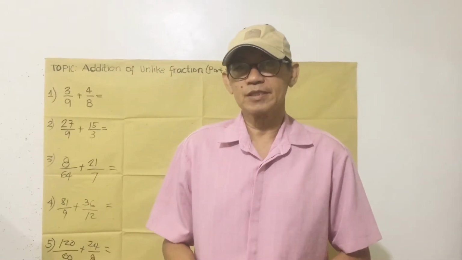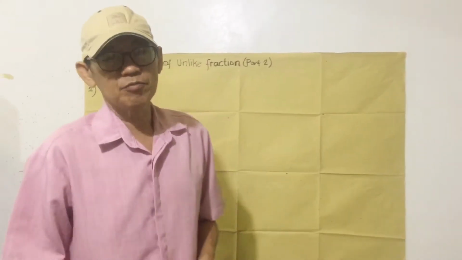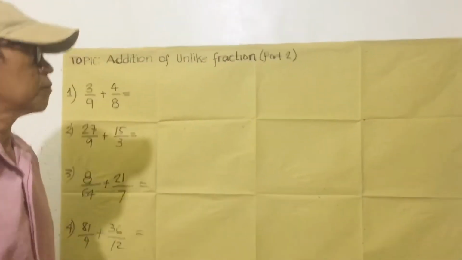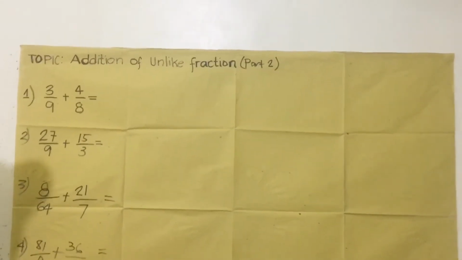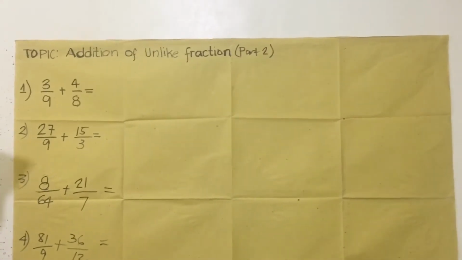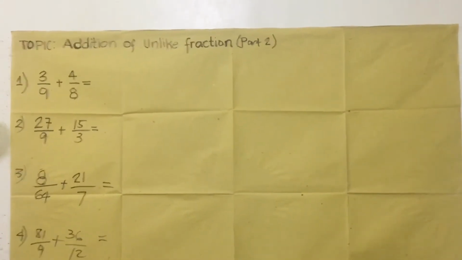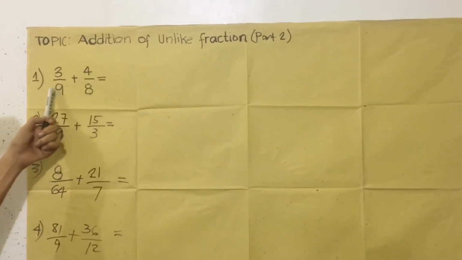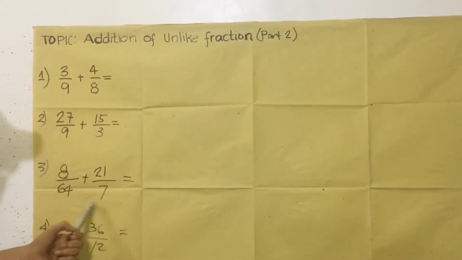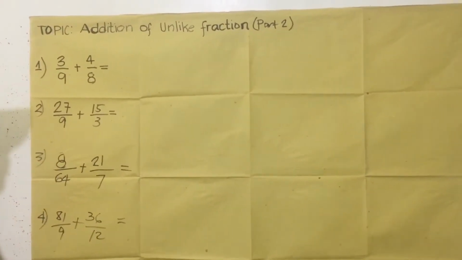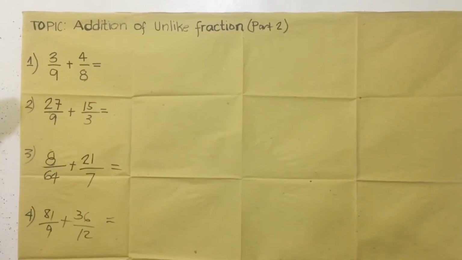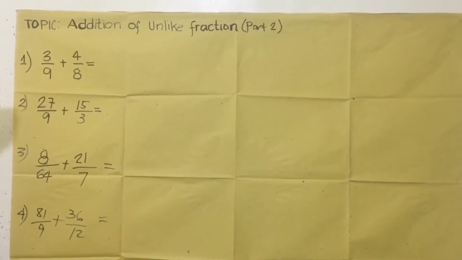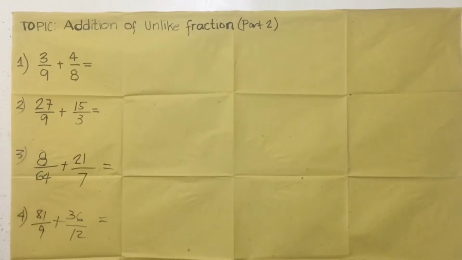Today our topic is to add unlike fractions. Anyway, this is part 2, because there are times that it's hard for us to add fractions whose denominators are very high and unlike. So the method that we're going to use is to reduce first, then cross multiply.